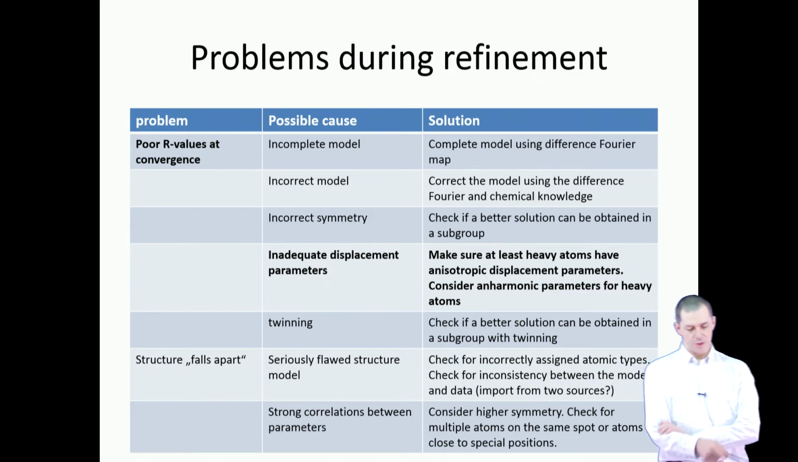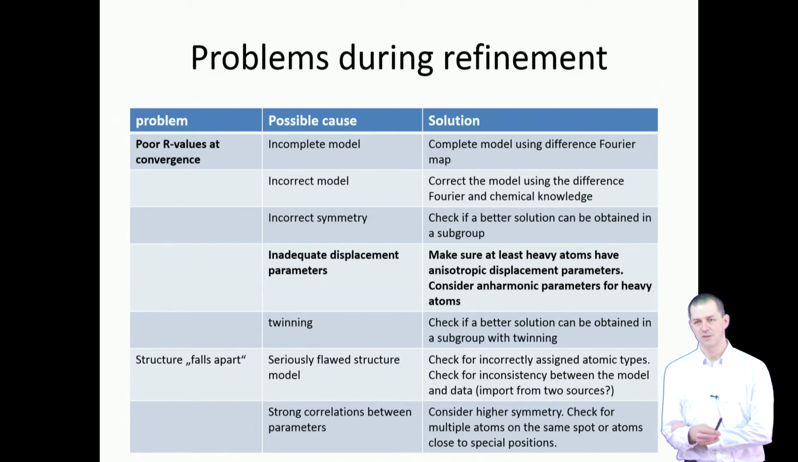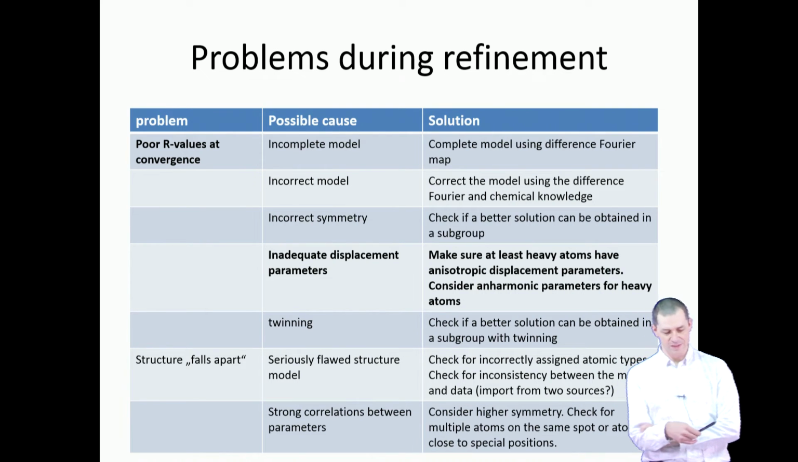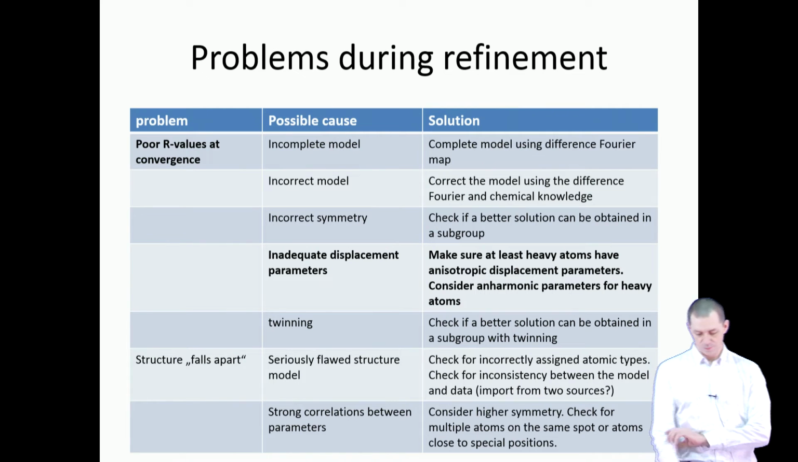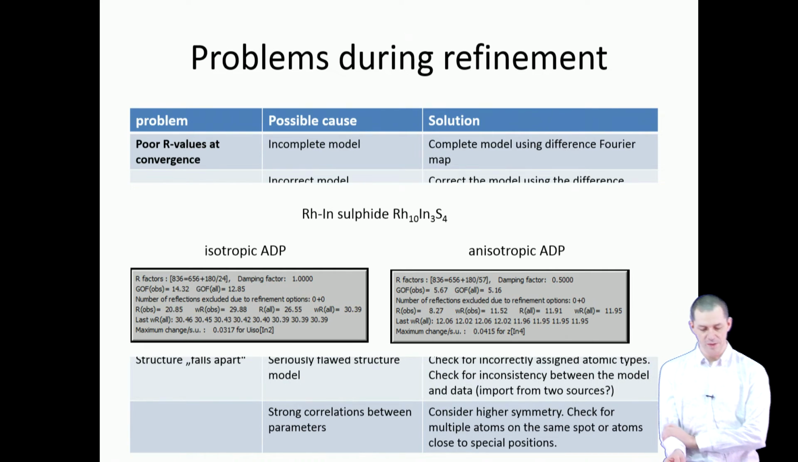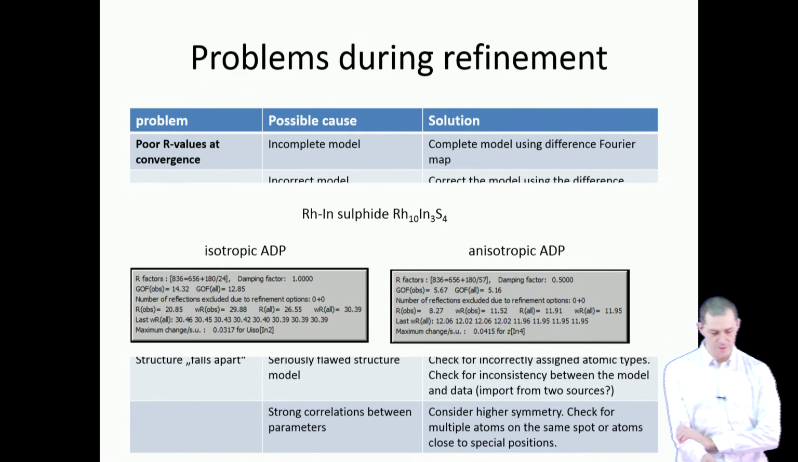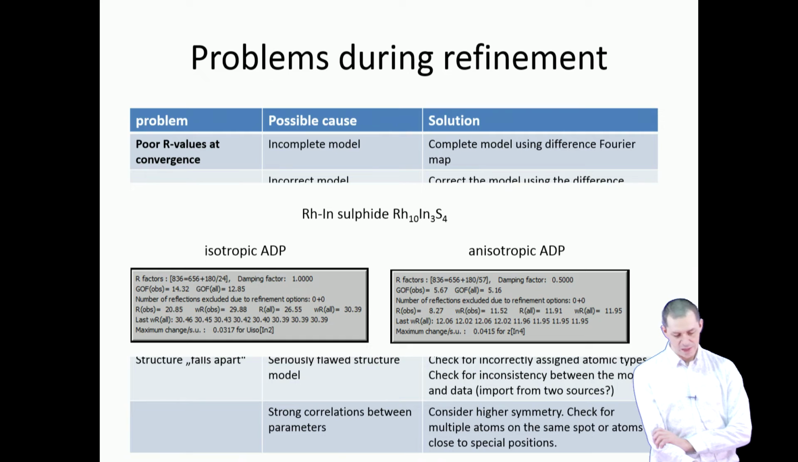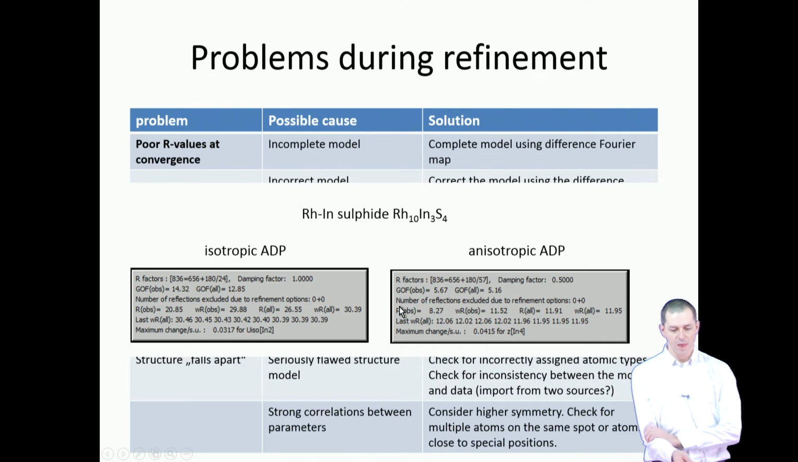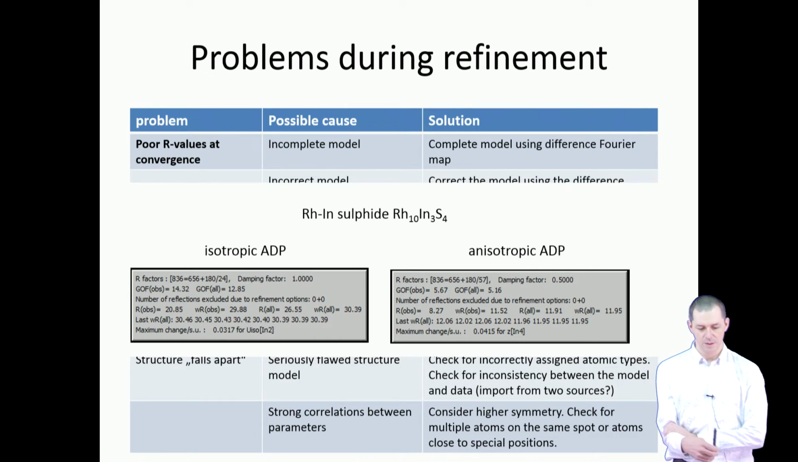Poor R values can also be caused by forgetting to set displacement parameters to anisotropic. That's a trivial mistake, but it may happen. An example is here. This is a compound containing rhodium and indium, and if you refine the structure with isotropic atomic displacement parameters, the R value is 20.85%. So that looks disastrous. If you set the atoms to anisotropic, it goes down to 8%. The heavier the atoms, the larger the difference between isotropic and anisotropic refinement.